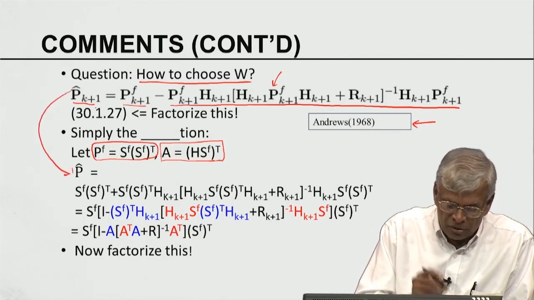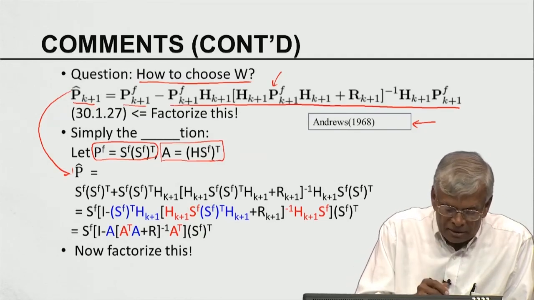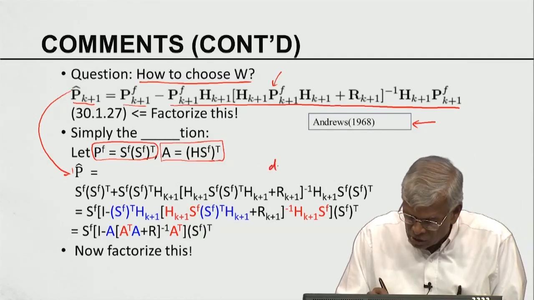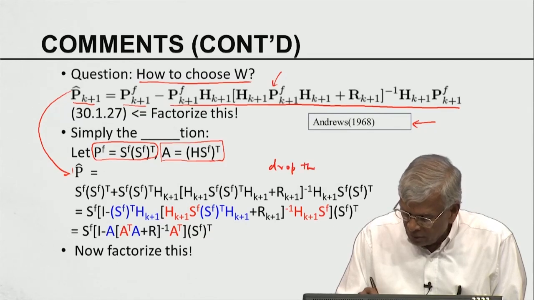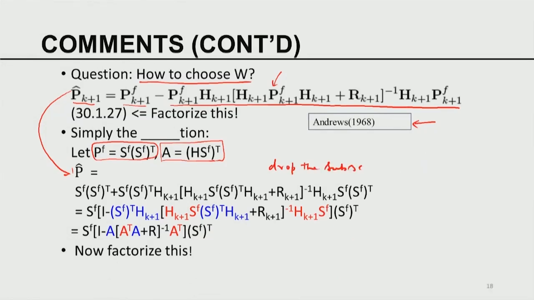So what is it that I'm now trying to do? I'm trying to drop the time index. Why? Drop the subscripts. I don't want to clobber my expressions because this is all happening at a given time. So I don't have to remind myself and bulldoze all the subscripts together. So I drop the subscripts from the covariance matrices. Therefore, P hat is the product of the square roots plus this expression.